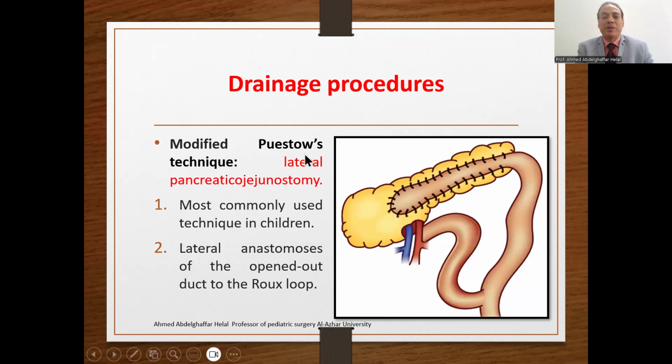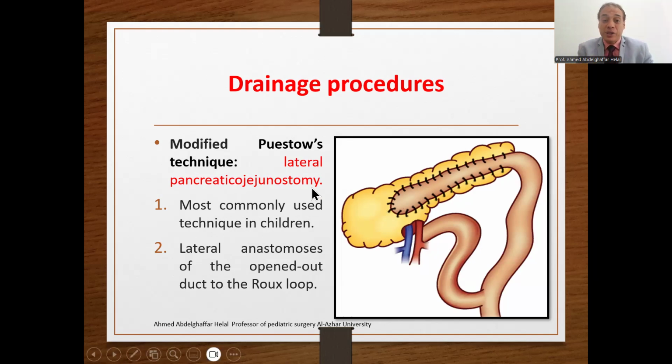This is a described technique called the modified Puestow technique or lateral pancreatico-jejunostomy. A Roux-en-Y limb of the jejunum is anastomosed to the dilated duct after opening it longitudinally. So we open the dilated obstructed duct and anastomose it to the limb of the jejunum, aiming to do what? To decrease the pressure, to give a way for the pancreatic secretions to be delivered to the intestinal tract. So we try to perform a lateral anastomosis of the opened duct to the limb.